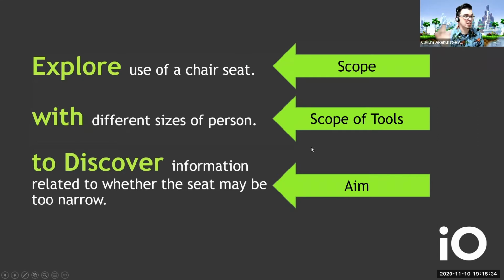If I was just to give an example, I gave an example, but here's another one. Explore the use of a chair seat with different sizes of a person to discover information related to whether or not the seat may be too narrow. I always use chairs as an example, and then I didn't this time. Sorry about that.